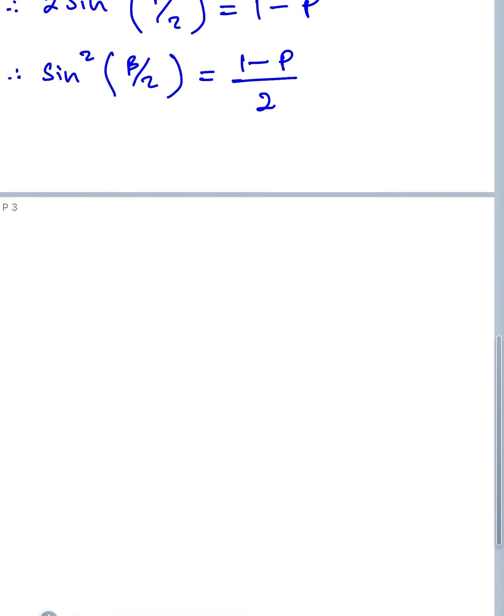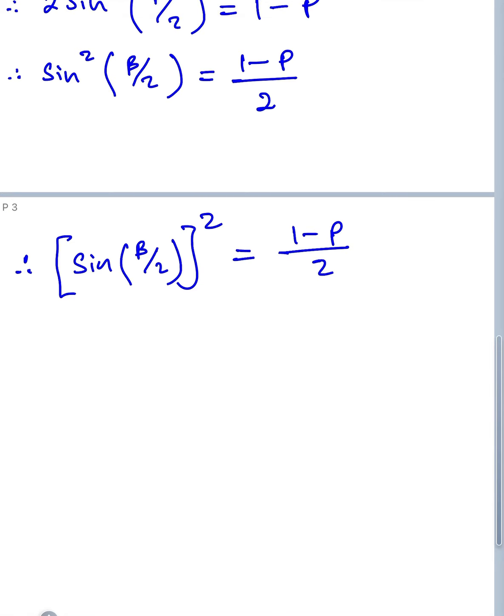But before you get confused, remember that if you have sine squared of x, that is the same as sine of x and then all squared. So let me apply that logic here as well. This will be sine of beta over 2 and then all squared, which is going to be 1 minus p over 2.